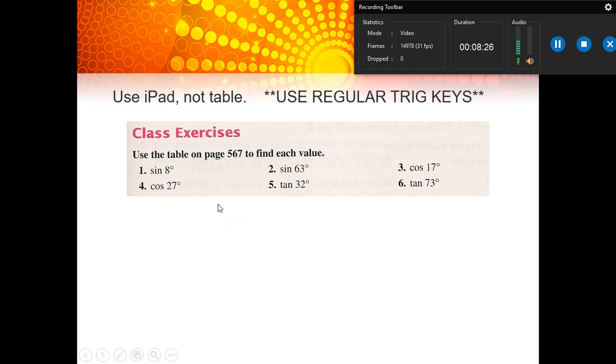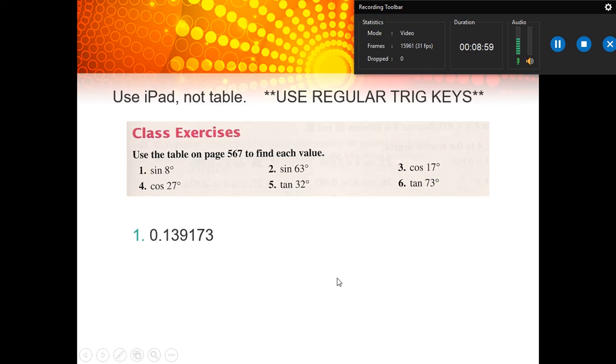The rest of the class examples, they tell you to use table 567. We're not going to use a table, we're going to use the iPad. They're asking you to find the value of each measure. We're going to use our regular trig keys, sine, cosine, and tangent. So you're simply going to hit sine, enter in 8. Again, you might want to use a decimal, and it's going to return a decimal to you. I'm not going to round it off, so number 1, this is the decimal that should be returned. This is actually from a fraction that was converted to a decimal equivalent.